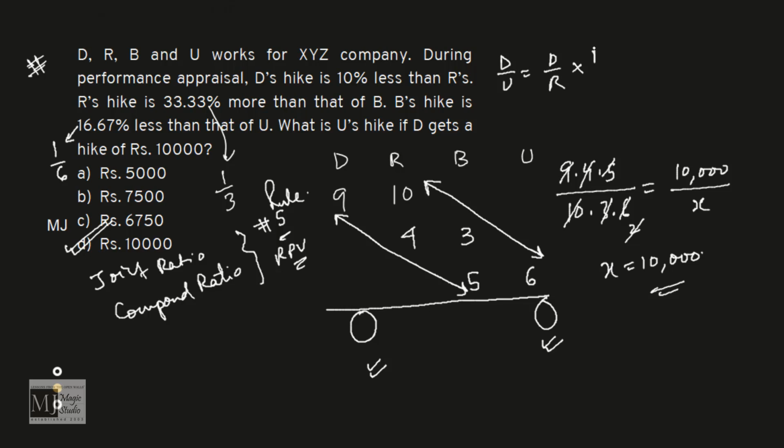Or you may also use compound ratio. Like you need to find D by U. It is D by R into R by B into B by U. You'll end up getting 1:1. In compound ratio or joint ratio, the multiplication of the corner ends always gives us the ratio of the corner variables. Use it. Rule 5. Rules are the kings.